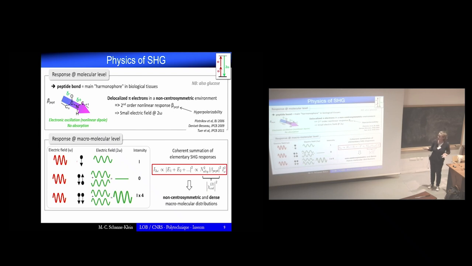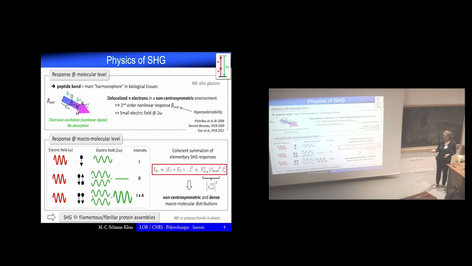So it means that here we have a coherent process, and with coherent summation of all elementary second harmonic responses, we end up with this formula, with the square of the excitation intensity, the modulus square of the elementary response, and the square of the number of alike peptides in the same direction. So it means that we also need high density and non-centrosymmetry at this scale, and that's the reason why second harmonic signals are found in filamentous or fibrillar protein assemblies.